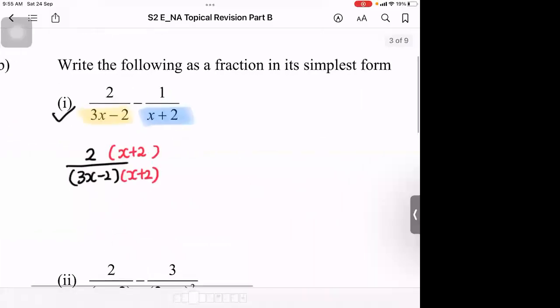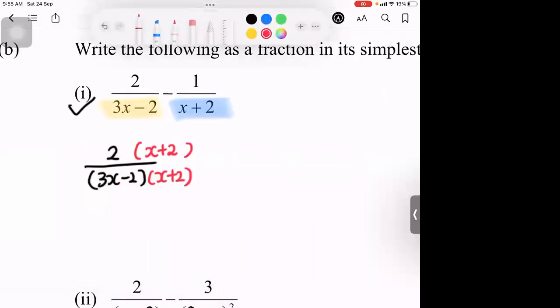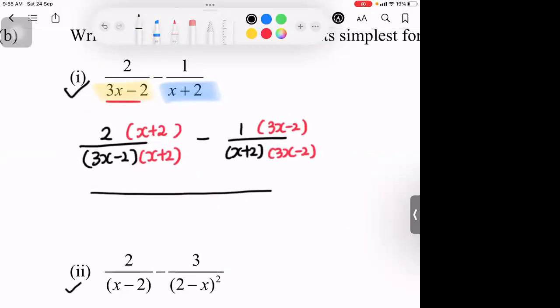Then this one over here, I have 2 different fractions. This one you must know how to do, the basic of the basic. Minus the other one, this is 1 over x plus 2. What we do, we just multiply by the denominator, 3x minus 2, 3x minus 2. Then the next step, we write it as 1 denominator. So 3x minus 2, x plus 2.